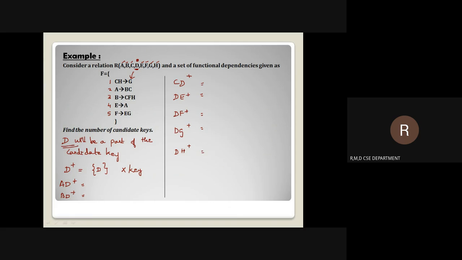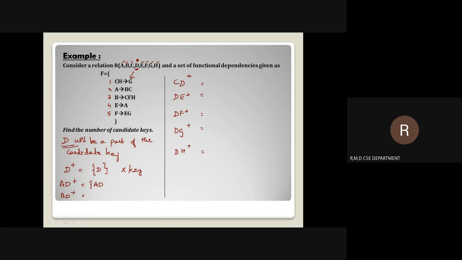Now if you find the closure for all of these, you will get the answer for the number of candidate keys. So we'll proceed with it. So AD determines itself. First of all, AD determines AD.